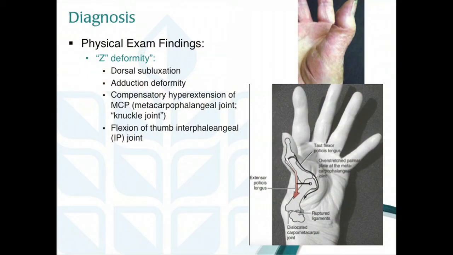Some other physical findings: there's a term called a Z deformity, and that's secondary to a few things that happen in sequence. At the top is more of a clinical picture, and at the bottom is a schematic of the Z deformity. If you imagine one limb here, a second limb here, and here, that creates a lazy Z, hence the term Z deformity. Well, how does that happen? It actually starts at the base of the thumb, which is where the problem is. I mentioned earlier that the ligaments degenerate over time, and that creates more instability and motion at that joint.